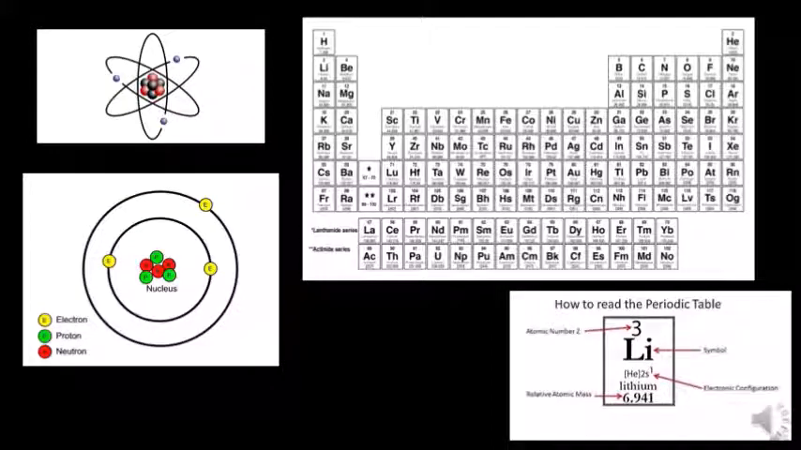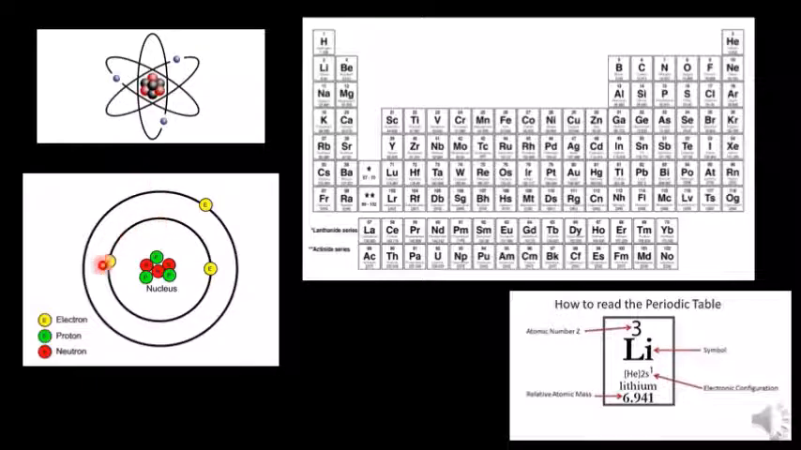The periodic table and atoms. Well, the structure of an atom: in the center of an atom, you have your protons and your neutrons. The protons have the positive charges on them. The neutrons are neutral. They're the little red ones down here. And then you've got the negatively charged electrons spinning around the atom here in the electron cloud.